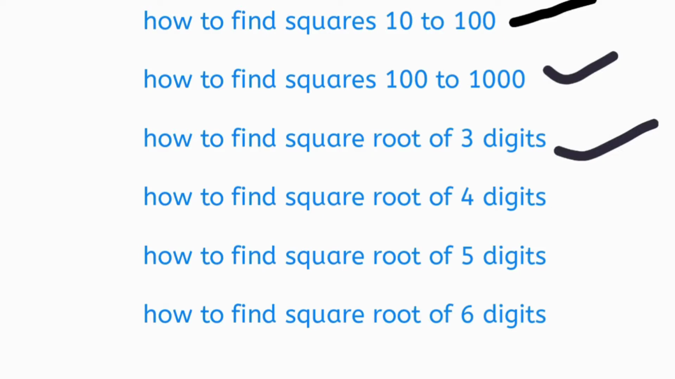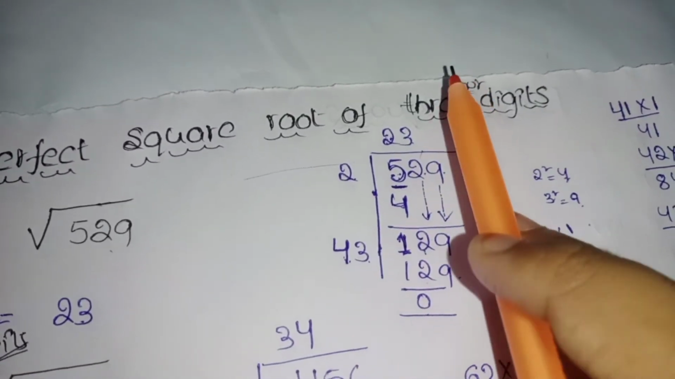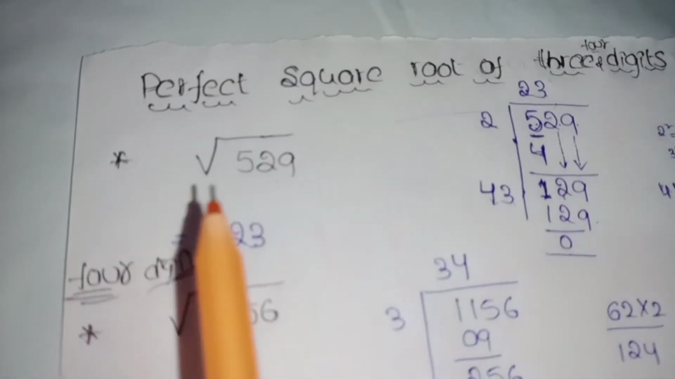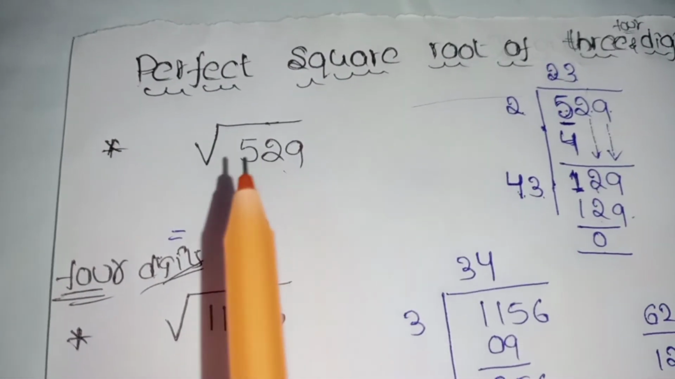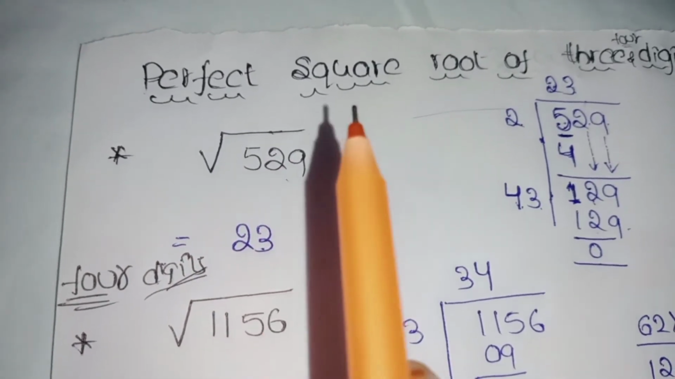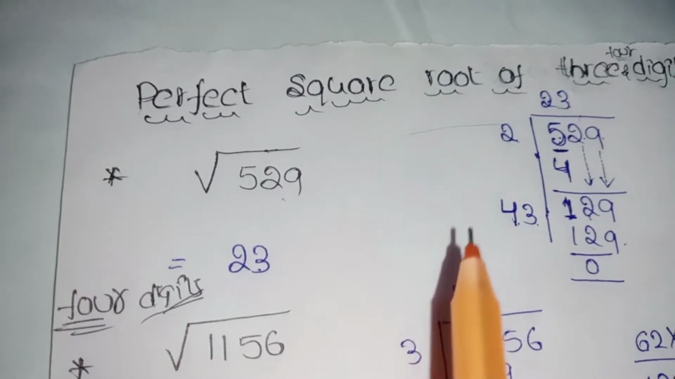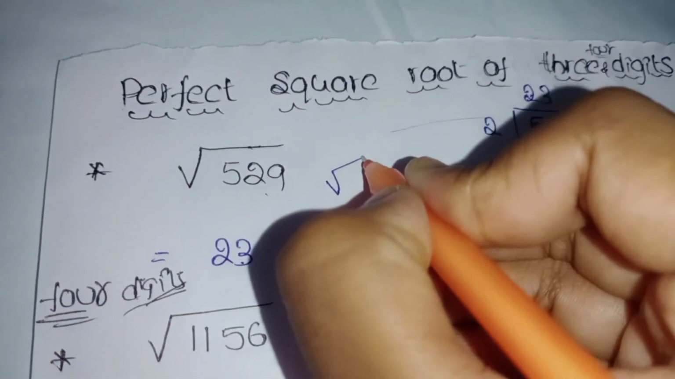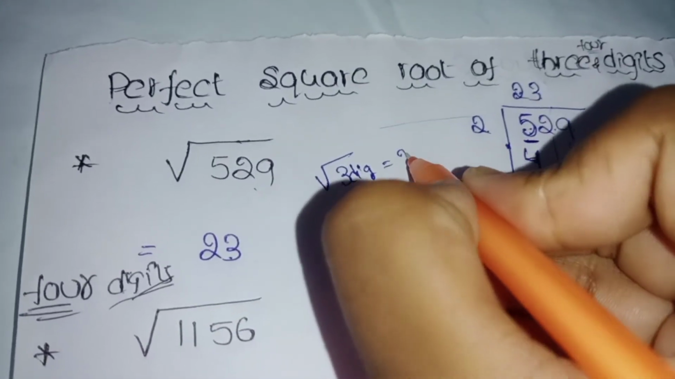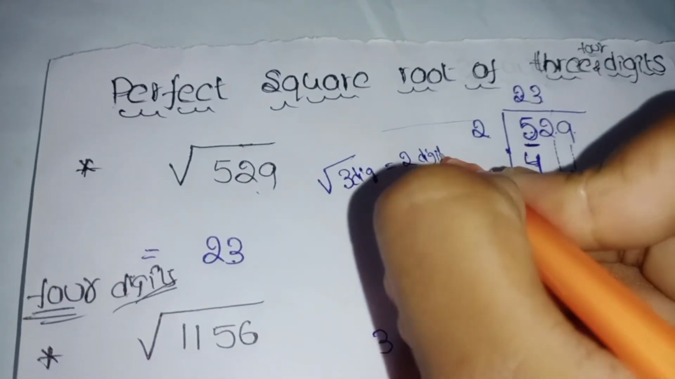The next one is how to find the square root of 3 digits and 4 digits. Let us see one example. If in the square root there are 3 digits, the answer must be in 2 digits. Are you understanding? If the root has a 3 digit value, the answer must be a 2 digit value, right?